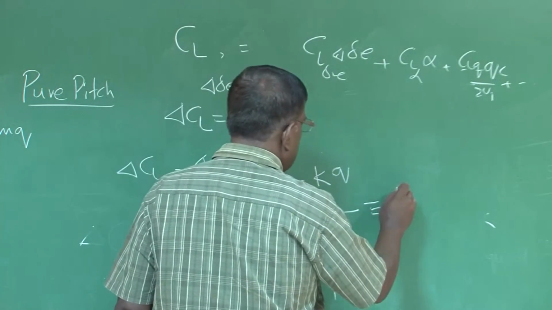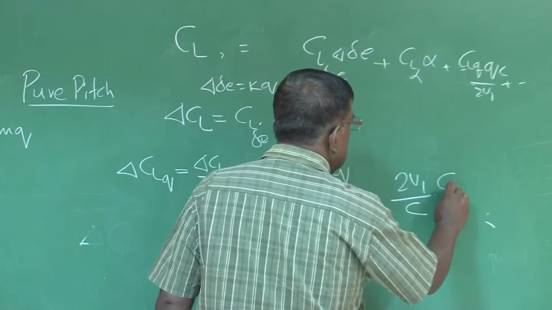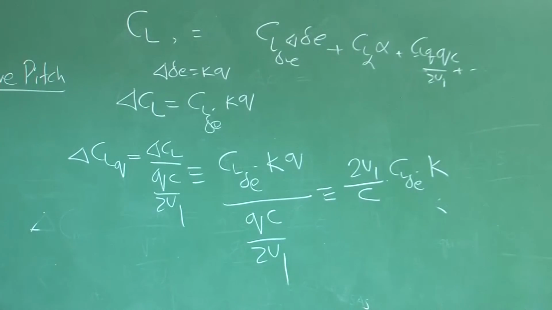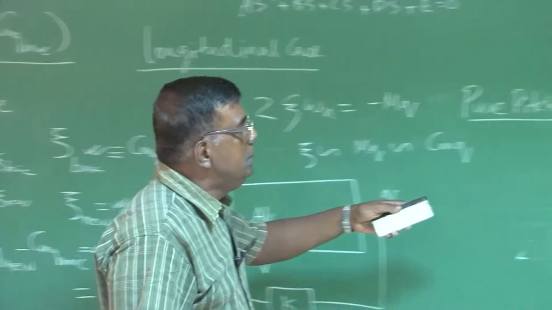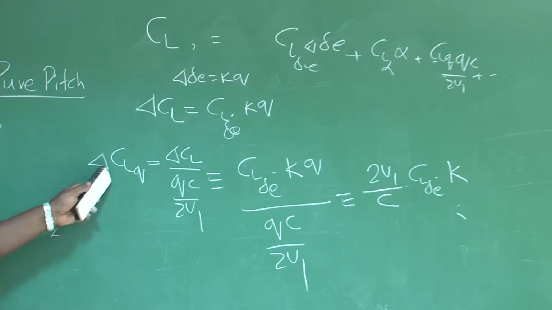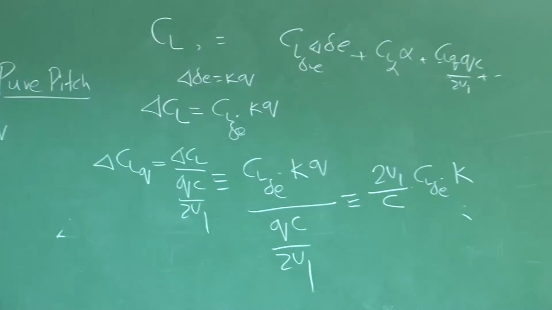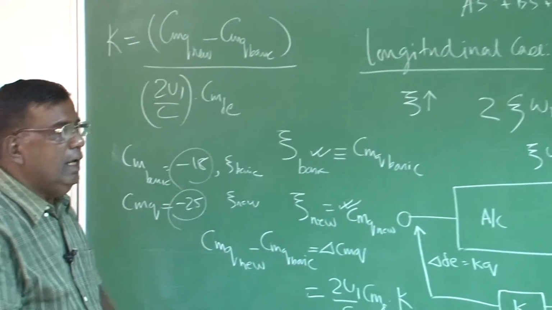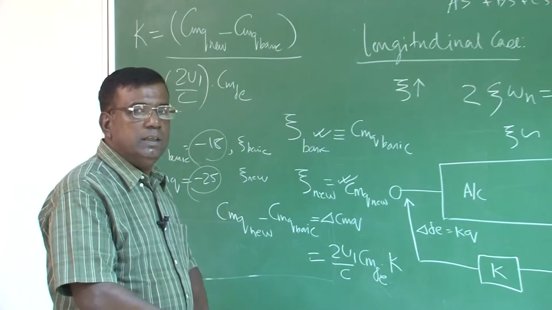So this becomes 2U1 by C, CL delta E into K. So whatever K you have identified from here, make sure this CLQ, which was basic, also gets altered by this delta CLQ, which you have to correct once you are solving these exact equations, right? So this is, in a nutshell, the approach. We'll solve one or two examples on this so that you understand.